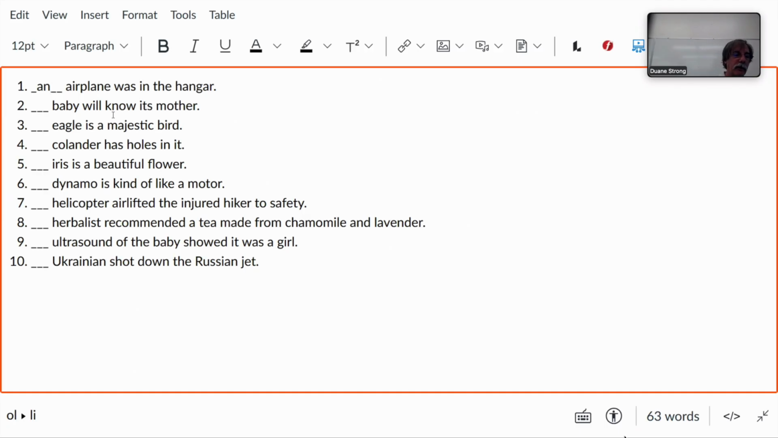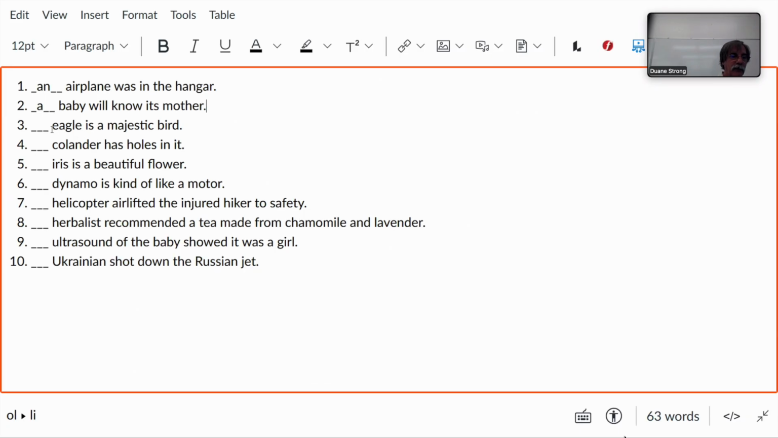Blank baby will know its mother. A or an? A. A. Why? Because what kind of letter is that? Let me look right there. Go back right there. Consonant, right? Not a vowel. I need to bring it down so I can be reading it.